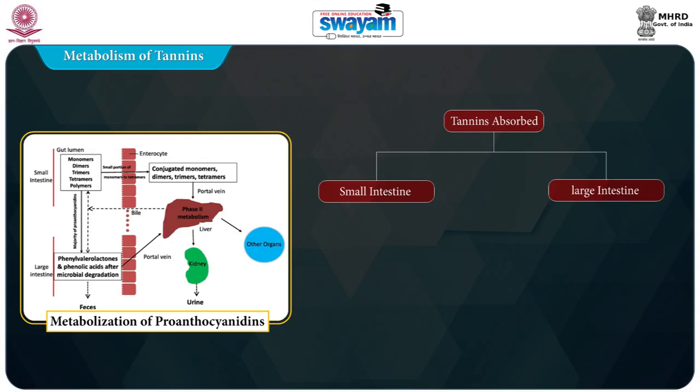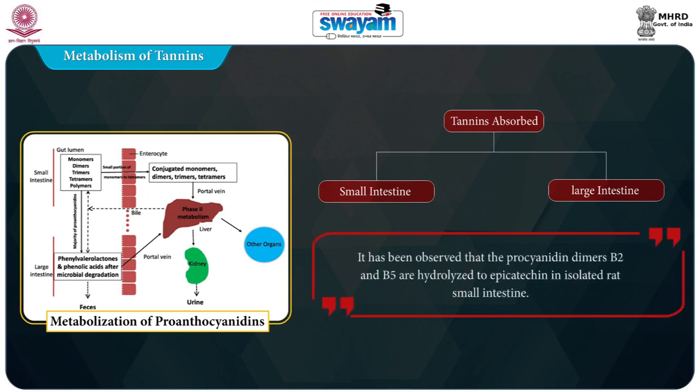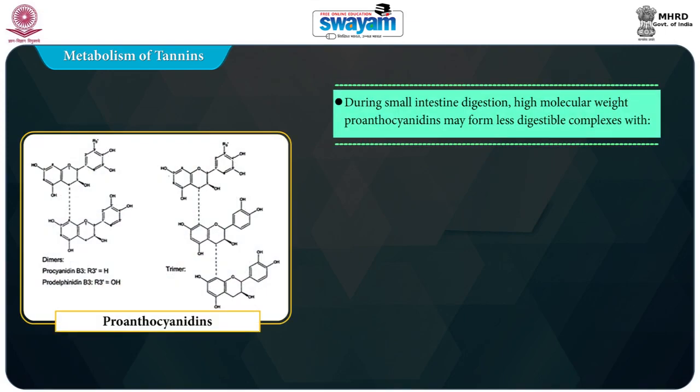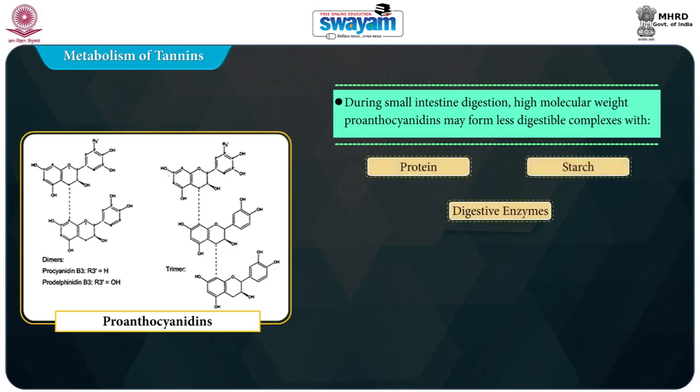In small intestine, the main factor that affects the fate of metabolism of proanthocyanidins is their degree of polymerization. It has been observed that proanthocyanidin dimers B2 and B5 are hydrolyzed to epicatechin in isolated rat small intestine. During small intestine digestion, high molecular weight proanthocyanidins may form a less digestible complex with protein, starch and digestive enzymes.